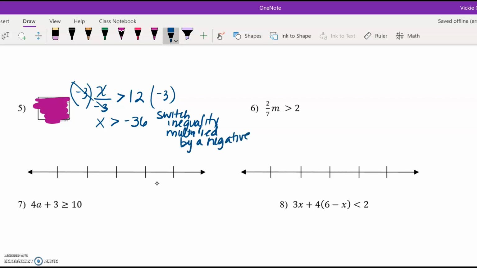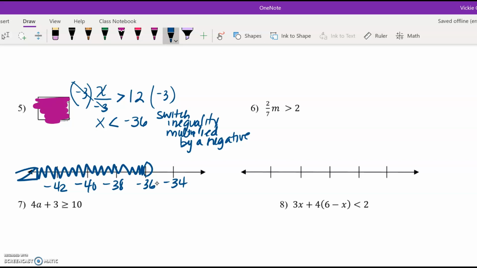Okay, so negative 36 in this case, and I had to switch the inequality, which I didn't do, so let's go back and do that. So that's negative 34, negative 36, negative 38, negative 40, negative 42. Open circle, and I'm shading everything smaller than that. Okay, let's fix that arrow. Oh, took it all away.